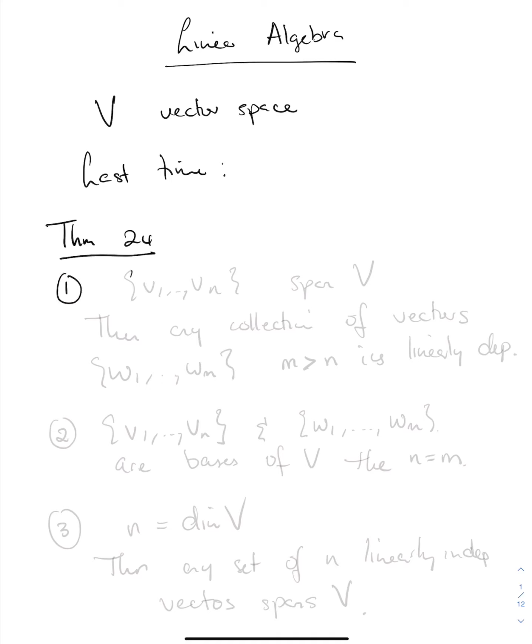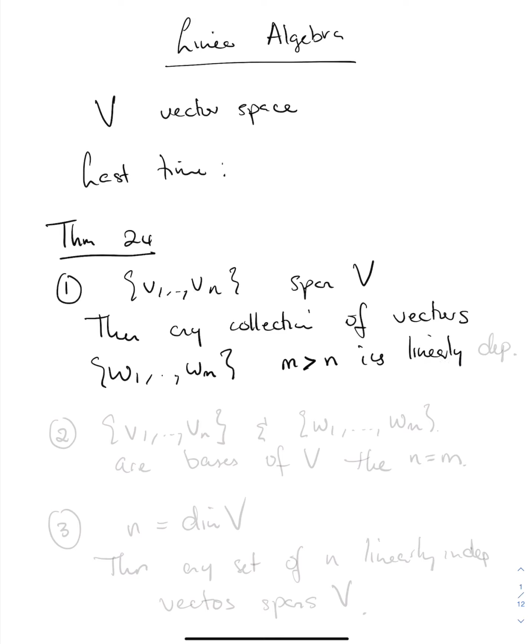Number one, if v1 through vn forms a spanning set for a vector space V, then any collection of vectors w1 through wm, which is a larger collection, m greater than n, is going to be linearly dependent.